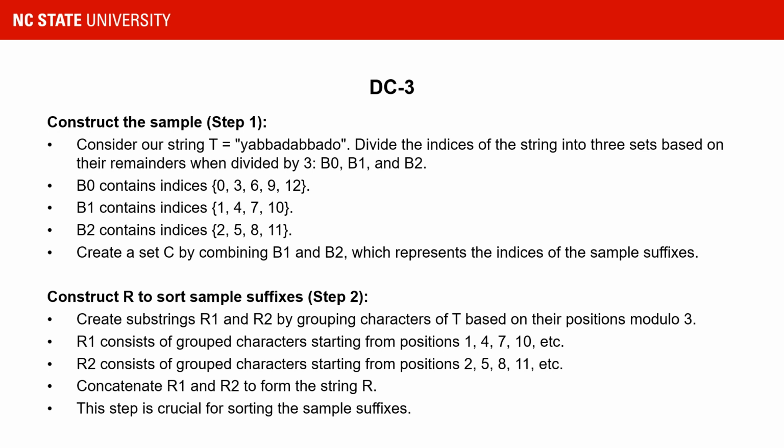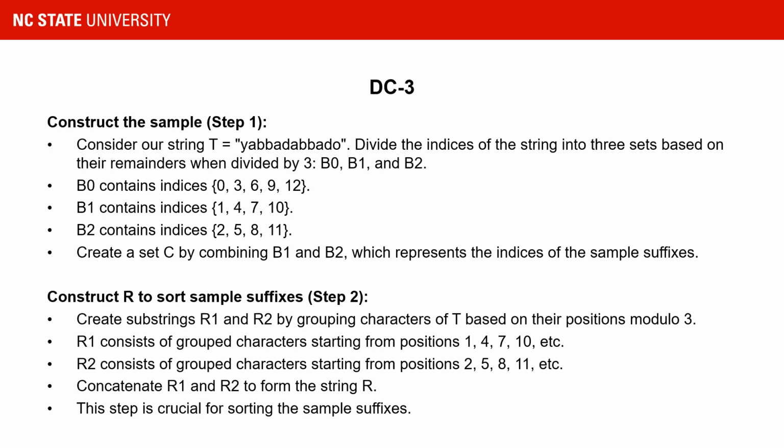We consider a string T and divide the indices of the string into three sets based on the remainder when divided by 3. B0 contains indices 0, 3, 6, 9, 12 according to the string T, B1 contains indices 1, 4, 7, 10, and B2 contains indices 2, 5, 8, 11. Then we create a set by combining B1 and B2, which represents the indices of the sample suffixes.